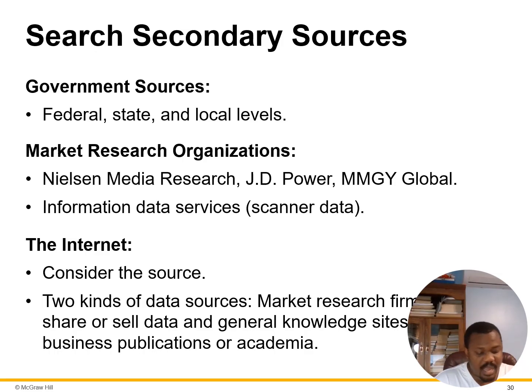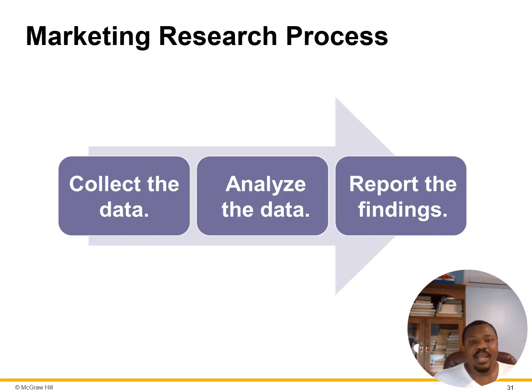Government sources are secondary sources. It could be the federal, state, and local levels. Market research organizations, such as Nielsen Media Research, J.D. Power, MMGY Global, and Information Data Services, are organizations that you can get data from. So they are all secondary. So we have government sources, the internet, and we consider the source: market research firms that share or sell data, and general knowledge sites like business publications or academia. With the marketing research process, we collect the data, we analyze the data, and we report the findings.